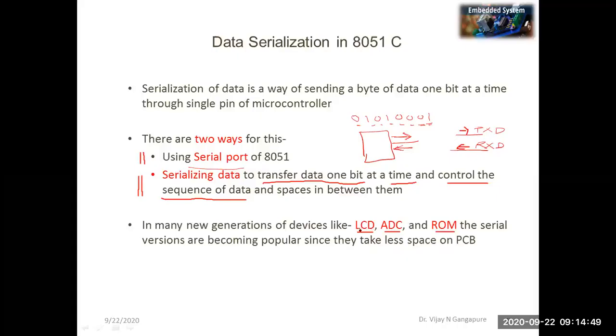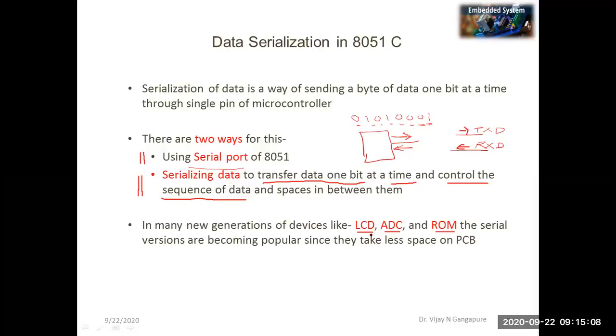But in case of serial LCD, only 2 pins need to be interfaced between the serial LCD and the microcontroller. That will reduce the on-chip hardware of this LCD. This is a very important advantage of using serial devices.